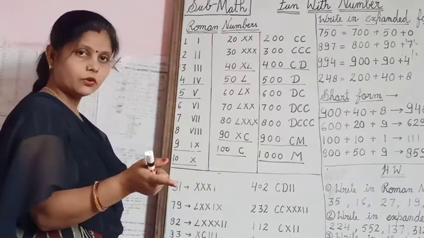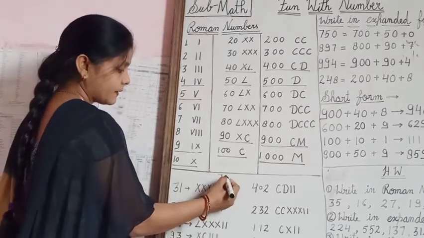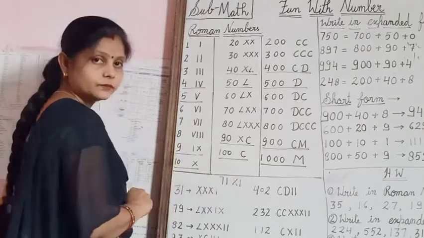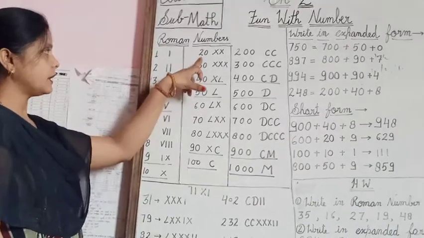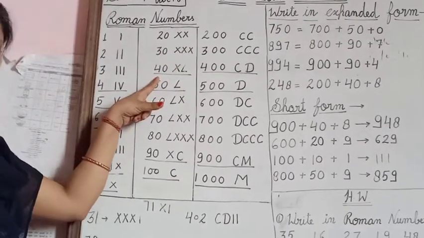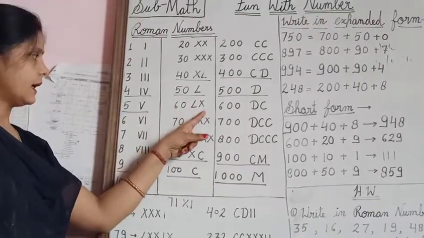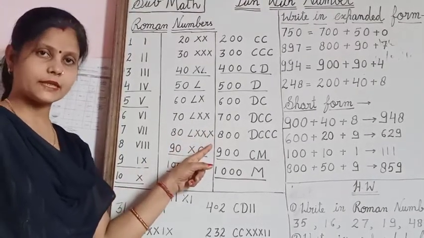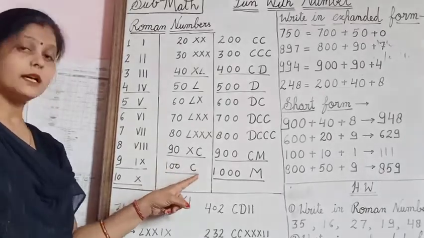So when you start a new row, number 11 or 12 or 13, because there is a 10, you write down X, and the ones number is 1, so write down I. Now some important numbers: 20 is double X, 30 is triple X. But there is a change at 40: X and L, XL. 50 is L, 60 is LX, 70 is L double X, 80 is L triple X, 90 also changes, XC, because 100 is the Roman number C.